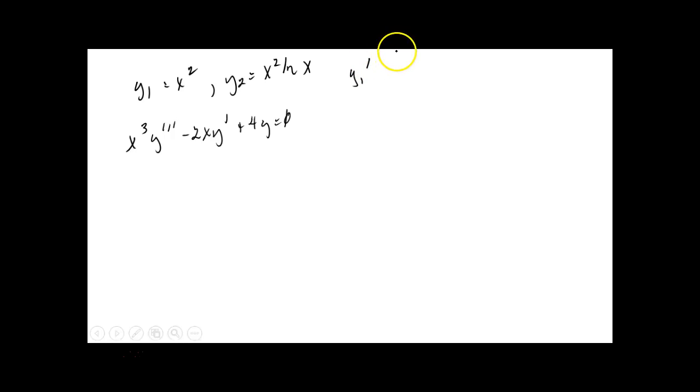So y1 prime would be 2x. y1 double prime would be 2. And y1 triple prime is going to be 0. Okay? Let's do the same thing for y2.